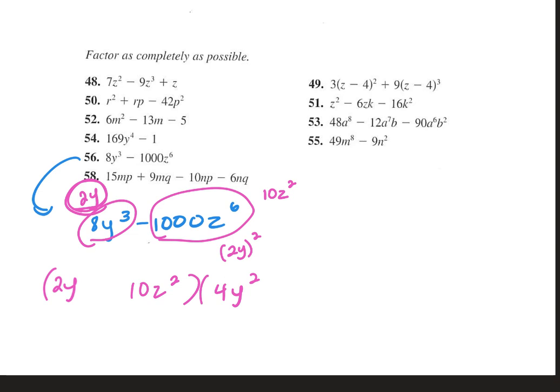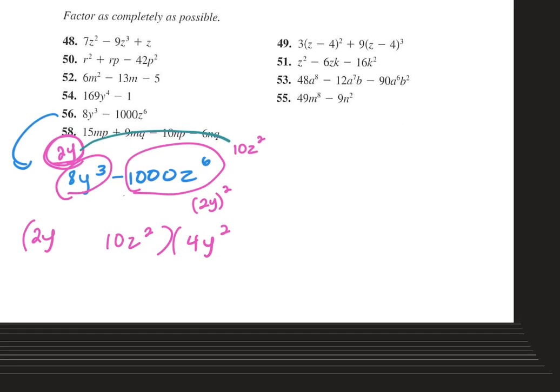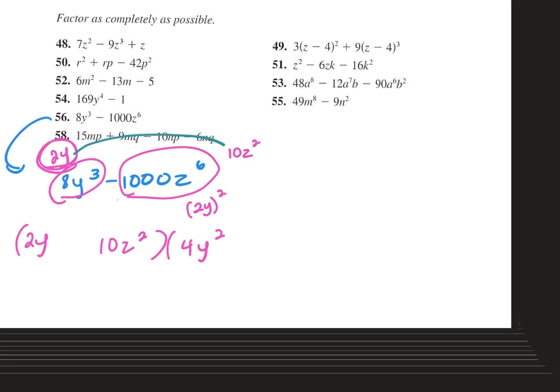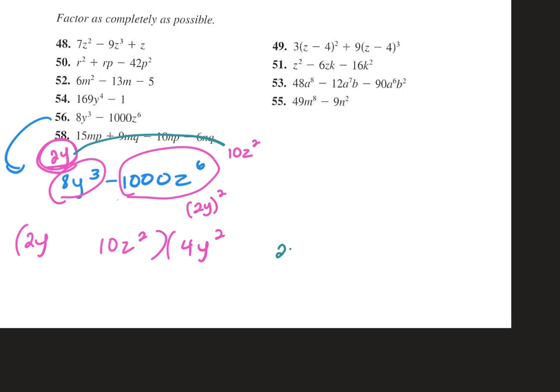Yeah. So you cube root and those two both go in the first parentheses, but then to start the second parentheses, you take the cube root of that first term, which is 2y, and square it. The middle term is the product of the two cube roots. So 2y times 10z squared would be 20yz squared. And then the last term comes from taking the last cube and squaring it. So 10z squared squared is 100z to the fourth.